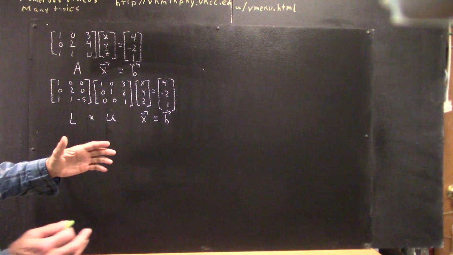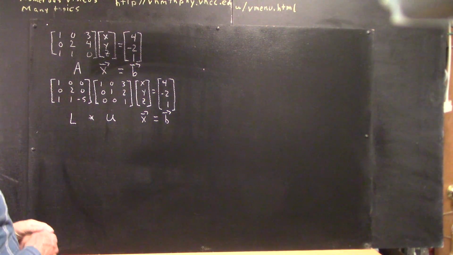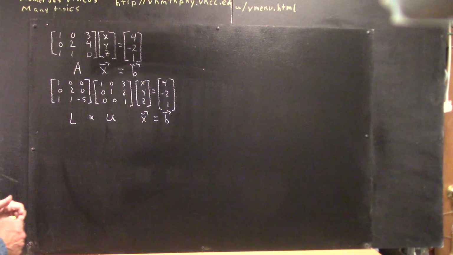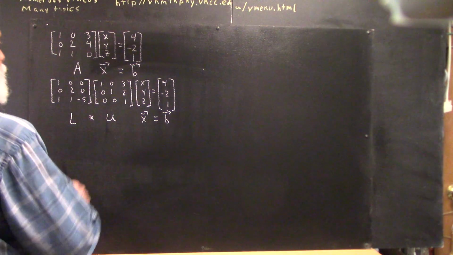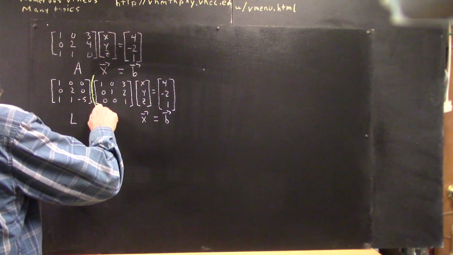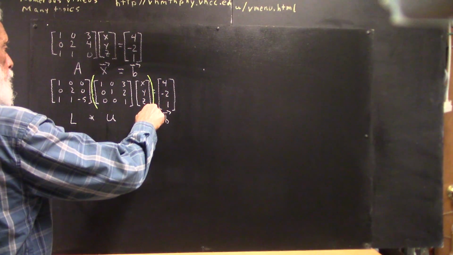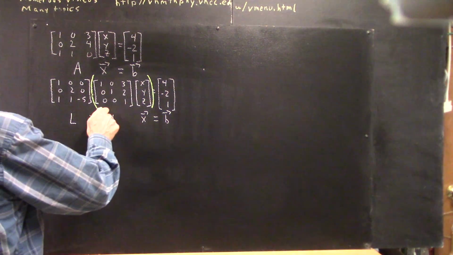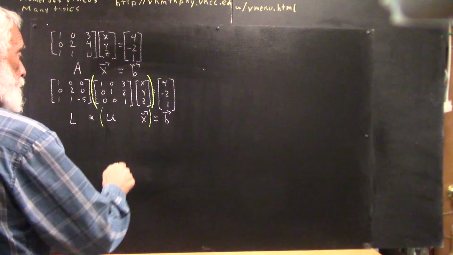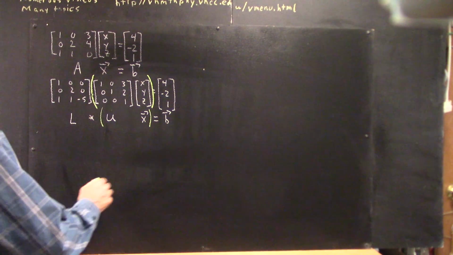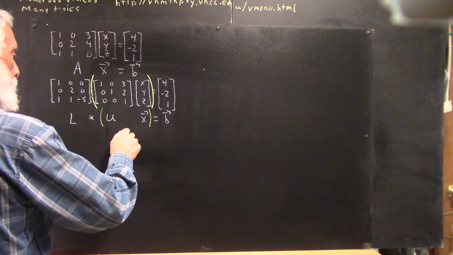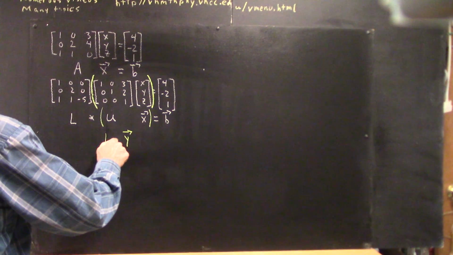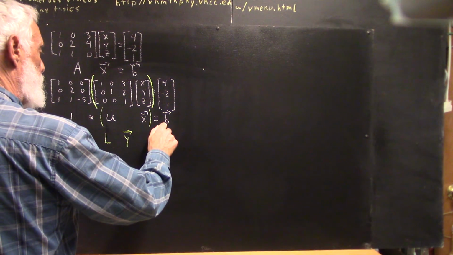It's very efficient now to solve the system. We can just do it by backward substitution and forward substitution, as you'll see. So what I want to do is, first of all, let's just group this pair of matrices. That means the U times the X. And let's not worry about what X is. Let's just call this Y. So now our equation is Ly equals B.